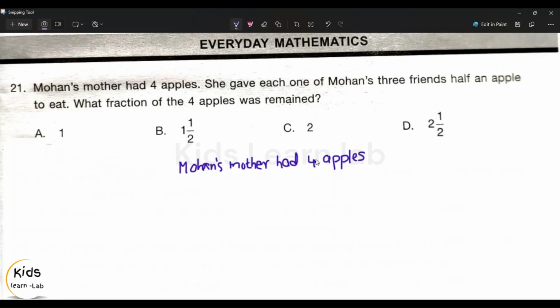So Mohan's mother had 4 apples. She gave 3 of his friends half an apple to eat. So half plus half plus half is equal to half plus half is 1 and half, 1 and half.